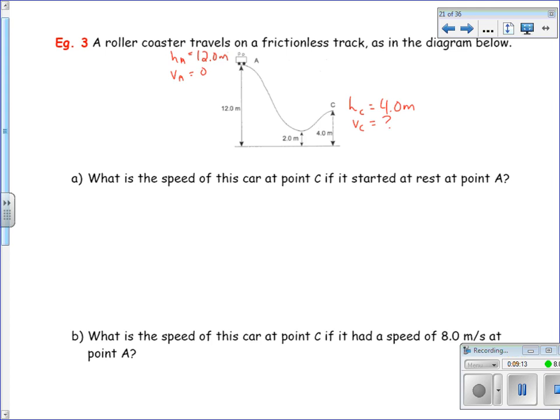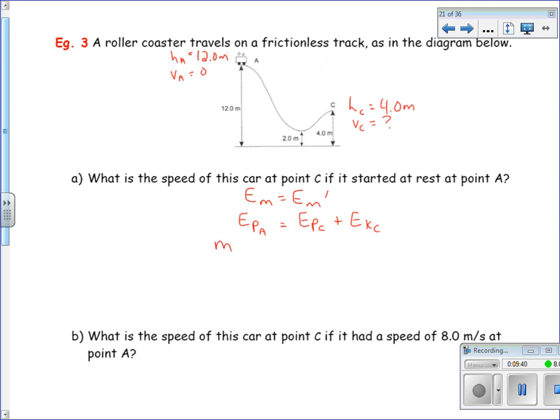So we have mechanical energy before equals mechanical energy after. At point A, we only have potential energy because we only have height, we have no velocity. But at point C, we have a height above ground. It's 4 meters above the ground. So we have potential energy at C, and we have kinetic energy at C because it's going to have a velocity.